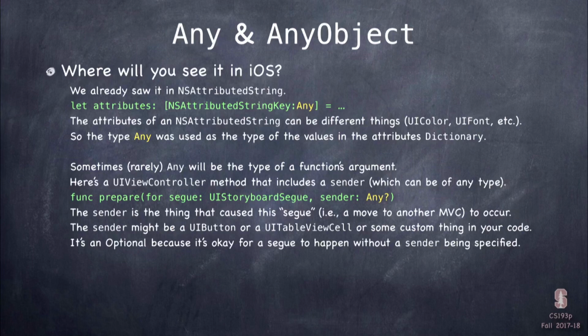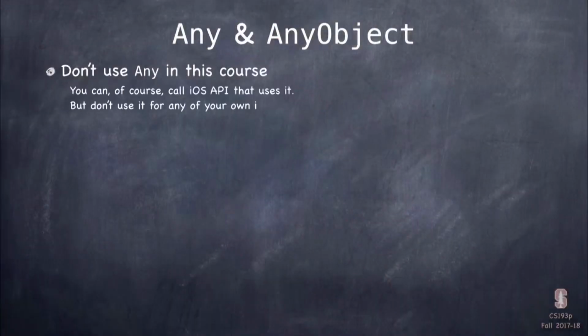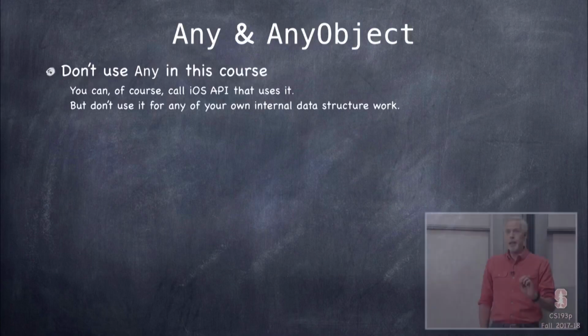So you'll see it as arguments occasionally, very rarely, to a function like this, where you can pass anything in there. But how are we going to use this Any stuff? Okay, let's say a button was passed there, a table view. How do I know what it is and talk to it when it's this Any thing?